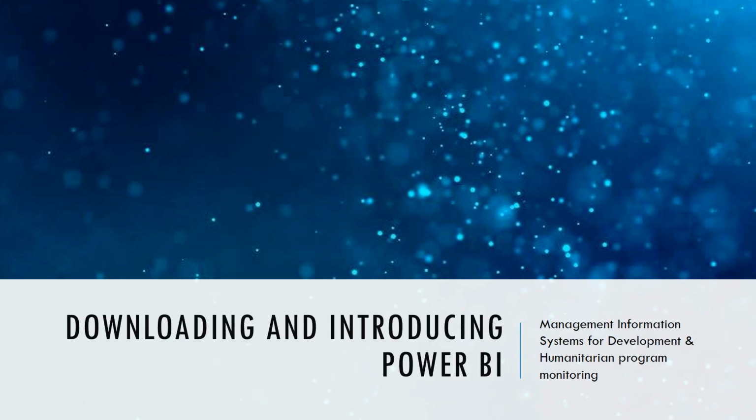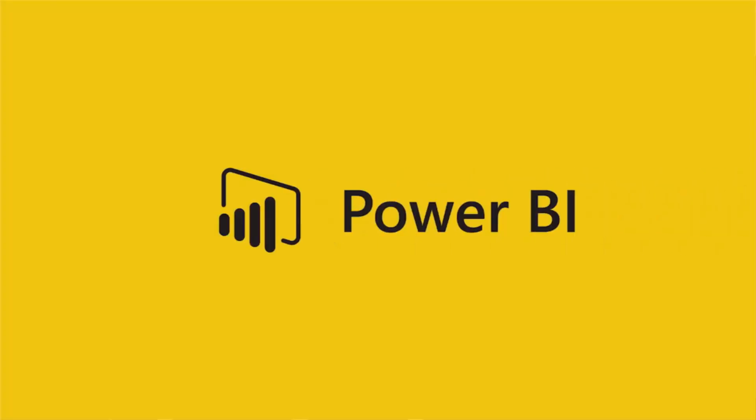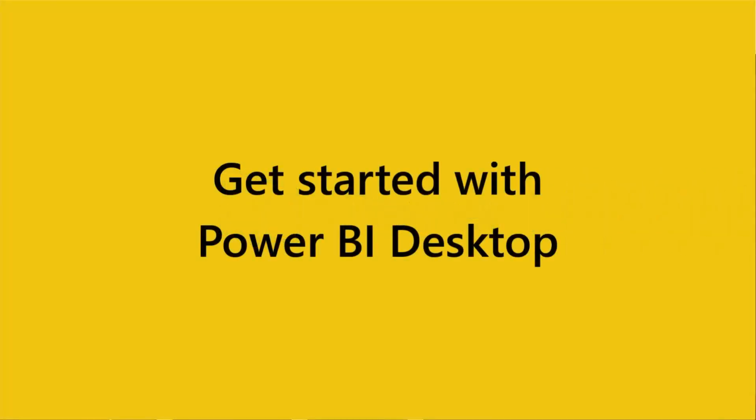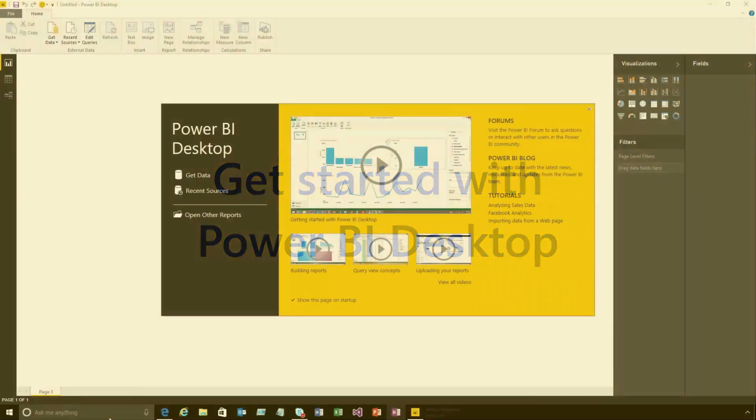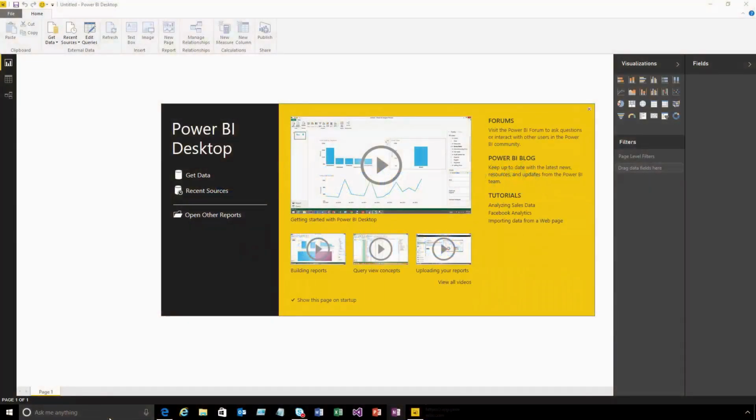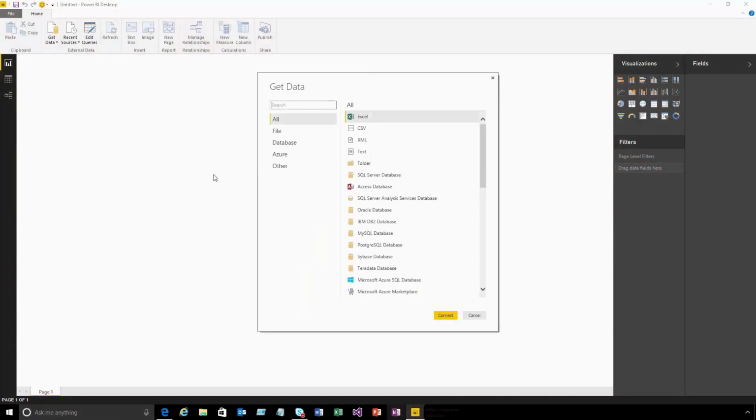You can use the Power BI desktop to connect to data, transform it, model it, and build reports and visualizations to help uncover insights. Once you've installed the Power BI desktop, the best place to get started is just to hit Get Data on this first screen. You'll get a list of all of the different data sources we support.